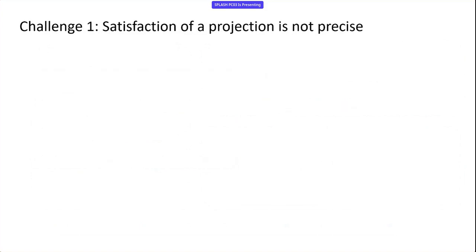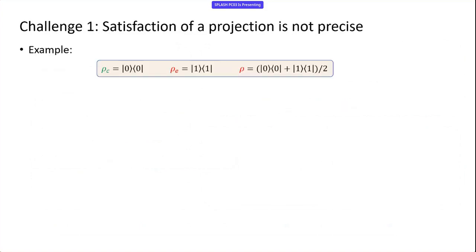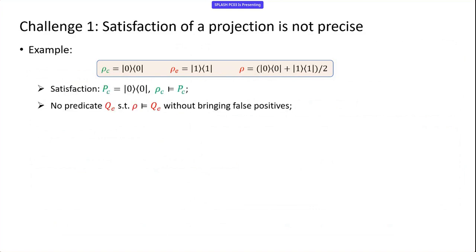So these challenges. The first challenge is that satisfaction of a projection is not precise. Here let me give an example. The rho A represents the correct state 0, colored green, and the erroneous state rho E is colored red. The mixture of these two states is still an erroneous state. Here we can use the satisfaction relation I mentioned before to characterize this correct state.